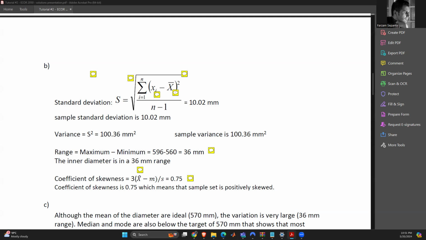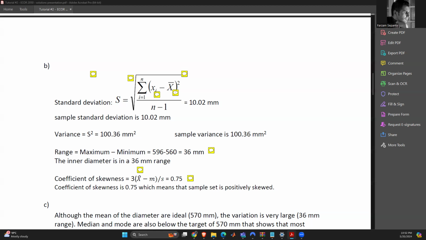And then the next part of it asks for range, which is simple. It's just the maximum value subtracted by the minimum value. You'll have a range, and the inner diameter is in a 36 millimeter range. And then you have a coefficient of skewness, which is 3 multiplied by the x bar, which is technically the mean, subtracted by the median, divided by the standard deviation.